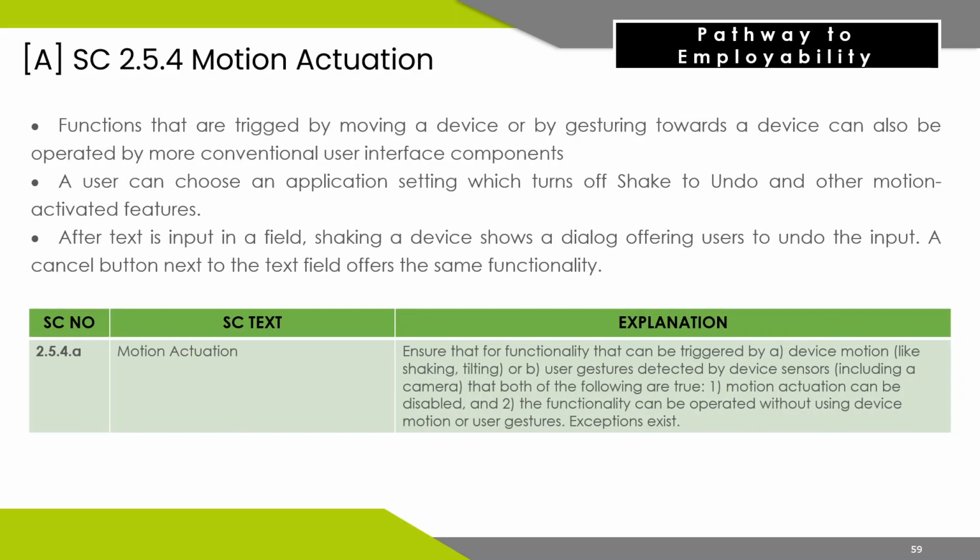The requirements for success criterion 2.5.4 Motion actuation are 2.5.4.a Motion actuation. Ensure that for functionality that can be triggered by a device motion, like shaking, tilting, or by user gestures detected by device sensors, including a camera, that both of the following are true: 1. Motion actuation can be disabled, and 2. The functionality can be operated without using device motion or user gestures. Exceptions exist.